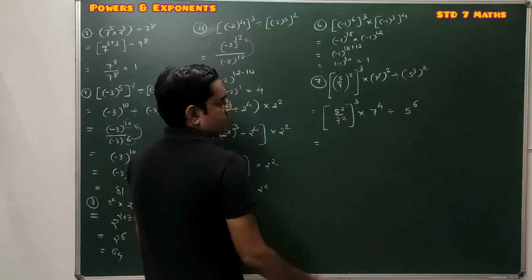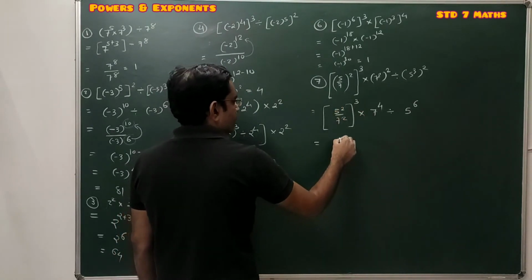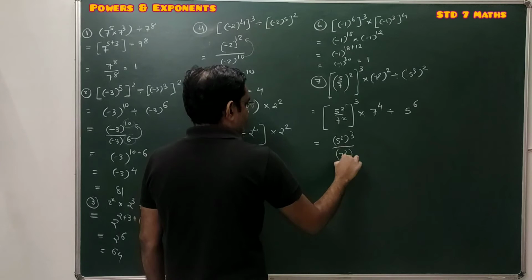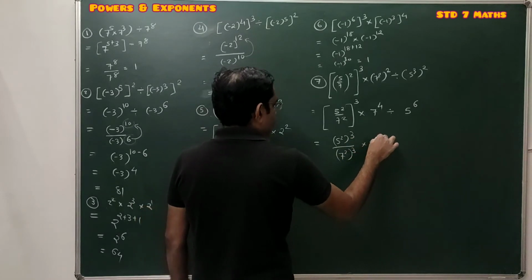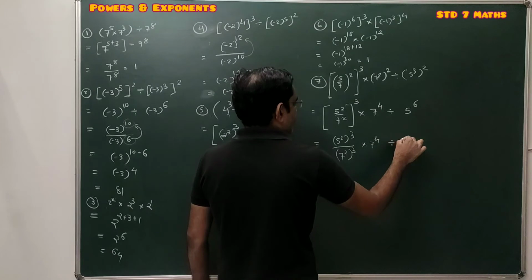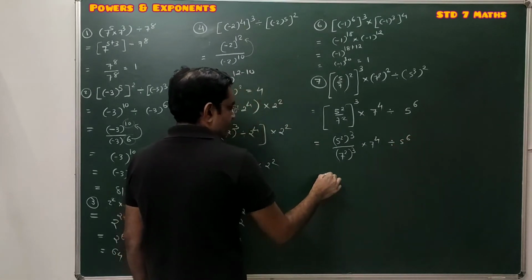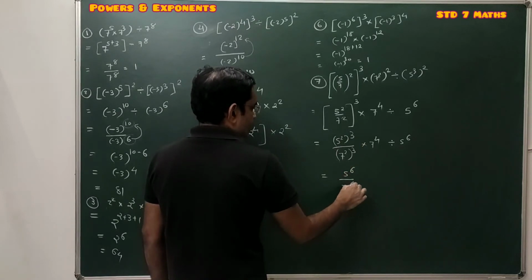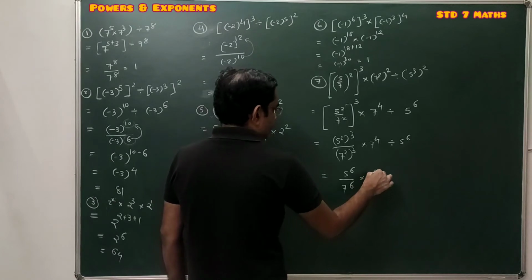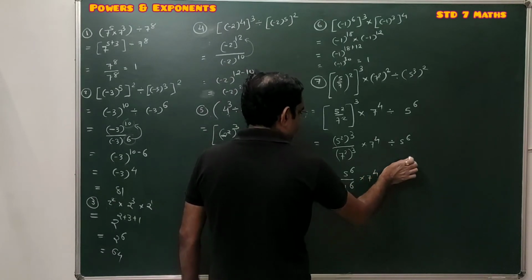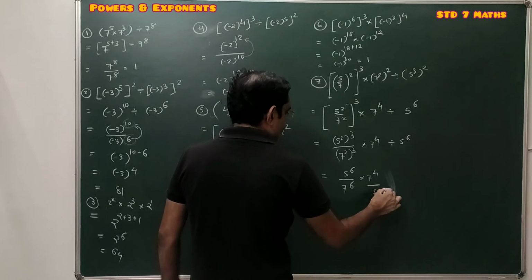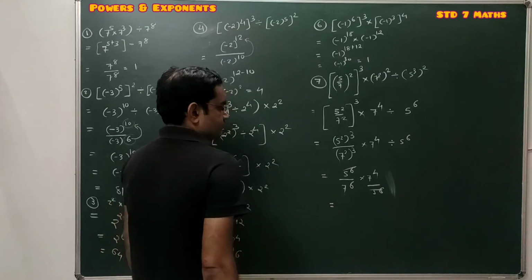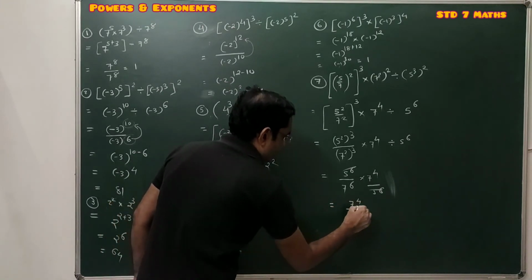Now this is equal to, again it's a power of division, so it's 5 square raised to 3 upon 7 square raised to 3, into 7 raised to 4 divided by 5 raised to 6. So this is equal to 5 raised to 6 upon 7 raised to 6, multiplied by 7 raised to 4 divided by 5 raised to 6. This 5 raised to 6 cancels, and this is equal to 7 raised to 4 upon 7 raised to 6.